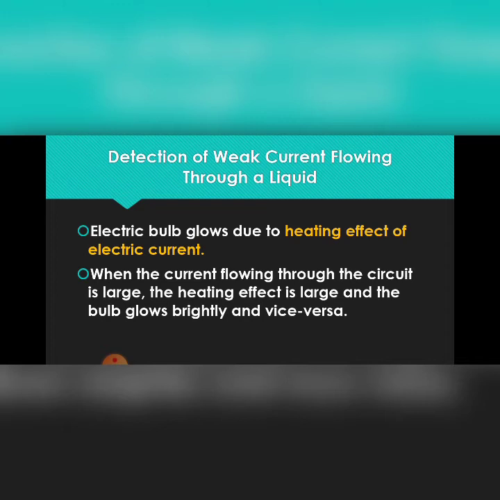So by looking at the glowing of the bulb, we cannot understand whether electricity is passing through the electrolyte or not. If the bulb does not glow, we may think that the electrolyte used is not a conducting liquid, but that is not true, because weak electrolytes also conduct electricity to some extent.